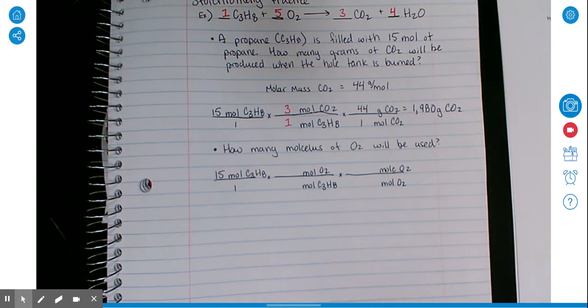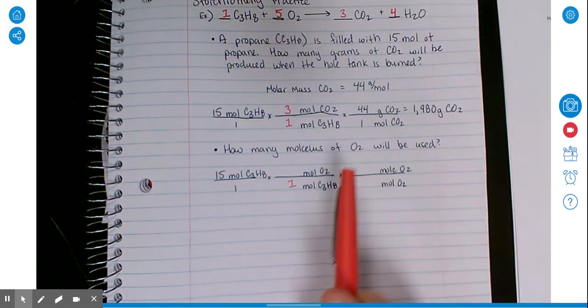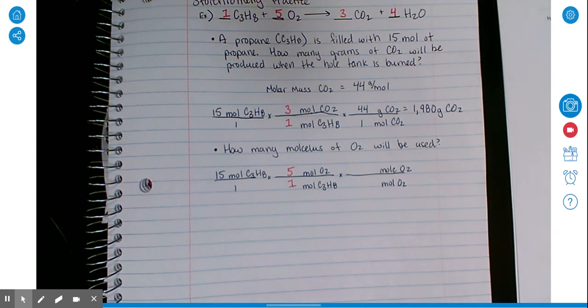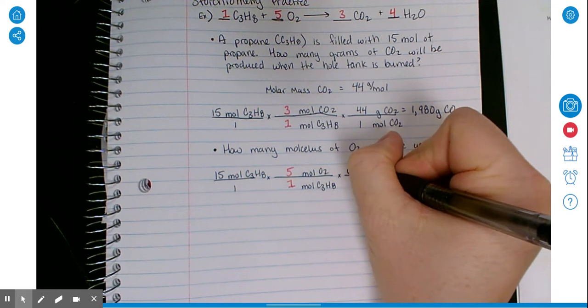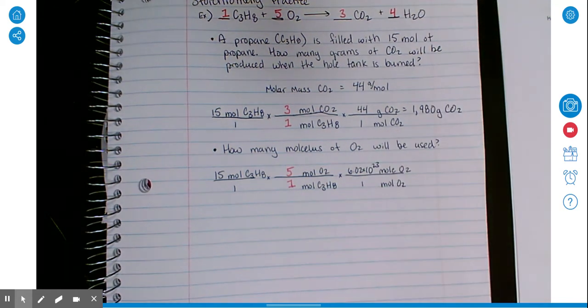Moles converting between substances, use the coefficients. 1 for the propane, 5 for the O2. So for every 1 mole of propane used, 5 moles of O2 are used. And 1 mole of any substance will contain 6.02 times 10 to the 23rd.